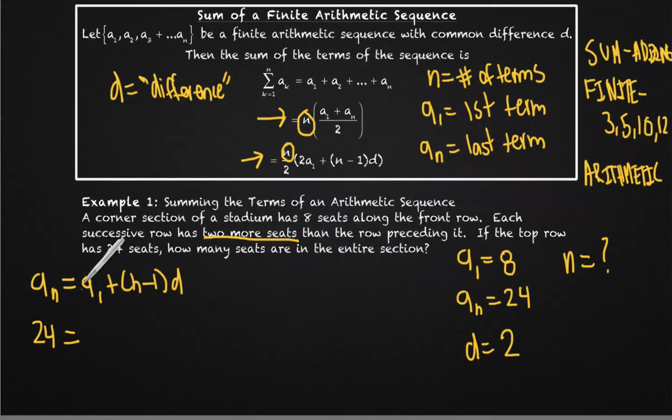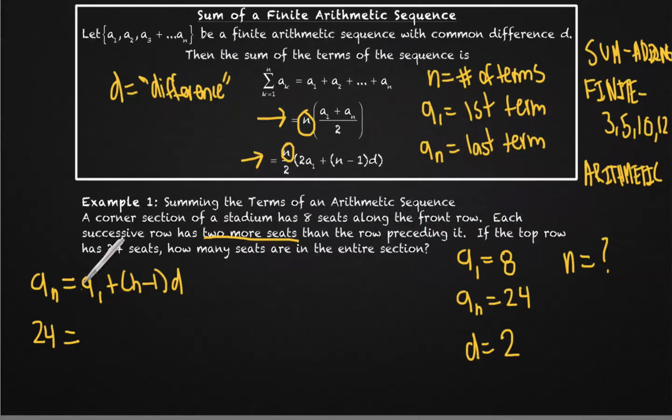So now, because we know that, we can use this formula right here, and we can get the total number of seats in this section. So we're going to put a 9 for n, and then our A1 is 8 plus 24, the value of our final row, divided by 2. 24 plus 8 is 32, divided by 2 is 16 times 9. And that means there are 144 seats in this section. And that's how you use the sum of a finite arithmetic sequence.